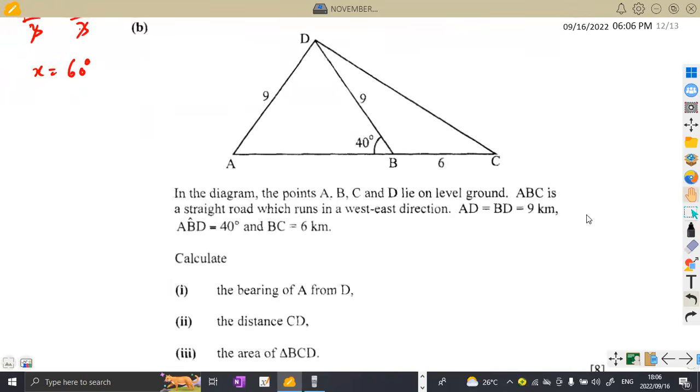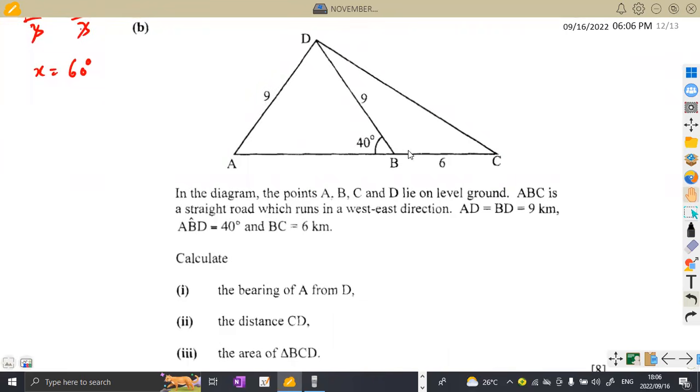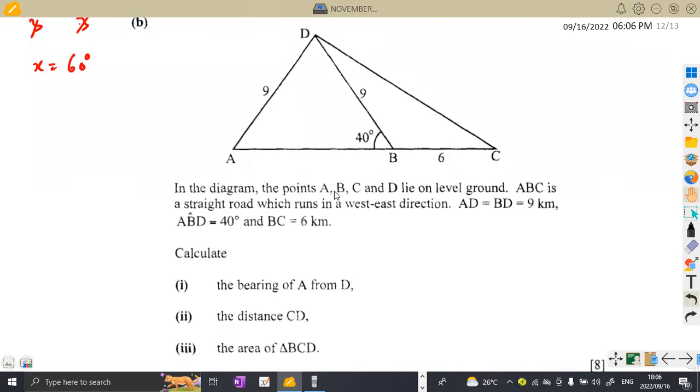Okay, the B part, we are given a triangle, actually 2 triangles or 3 triangles, because we put 1, 2, and the bigger triangle. From this information, in the diagram, A, B, C, and D lie on level ground. A, B, C is a straight road, from A to B to C, like coming from west to east, which runs in the west-east direction. Then AB being equal to BD is 9 kilometers. So these two are equal, which means this is an isosceles triangle.